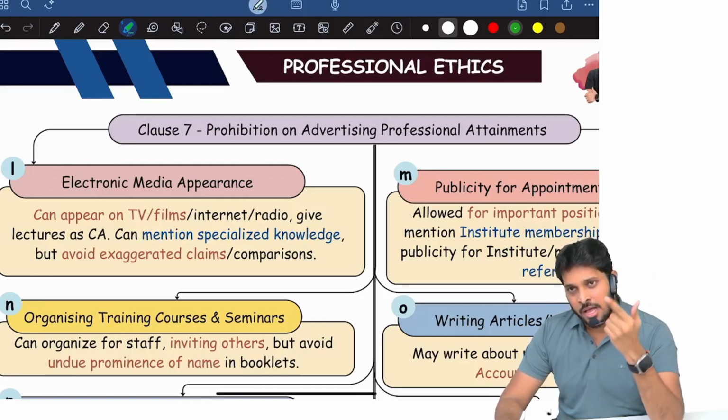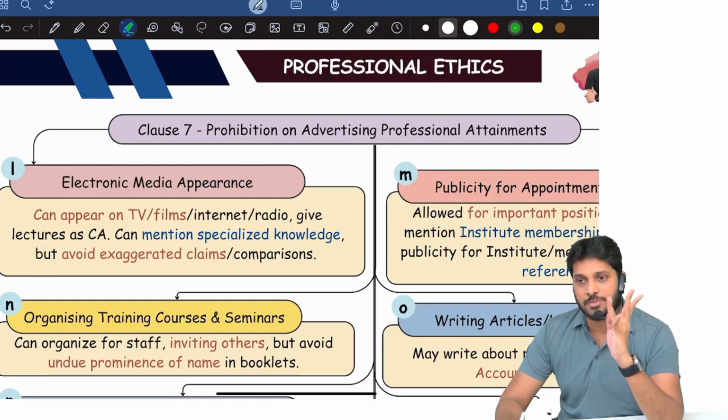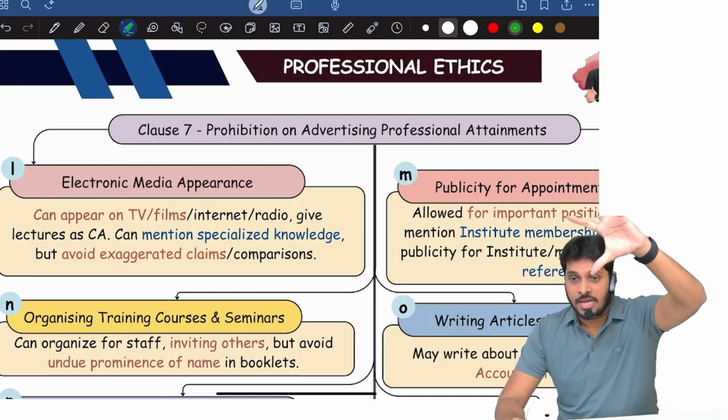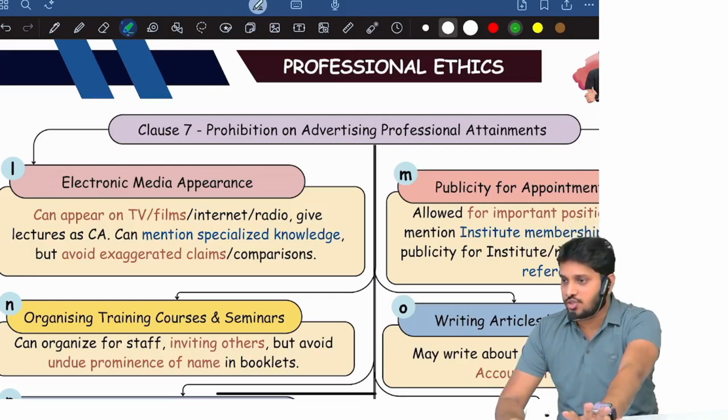Clause number 10, accepting fees as a percentage of profit or contingent upon findings, that is guilty. Clause number 9, accepting audit without ascertaining compliance with Companies Act provisions, guilty. Clause number 8, communication with the previous auditor is mandatory, without which you are guilty. Clear? That's it. Now 5, 6, 7. 5, 6, 7 talk about advertising guidelines, all that. Okay.